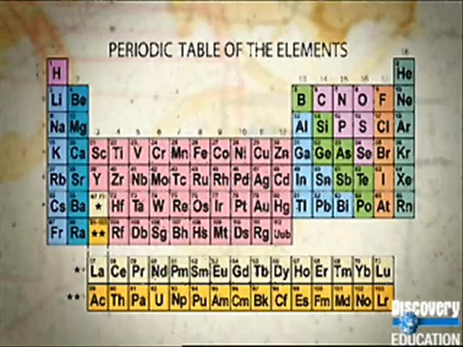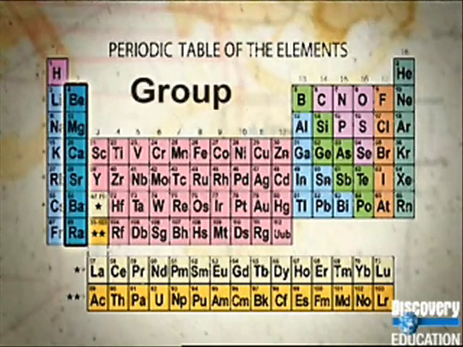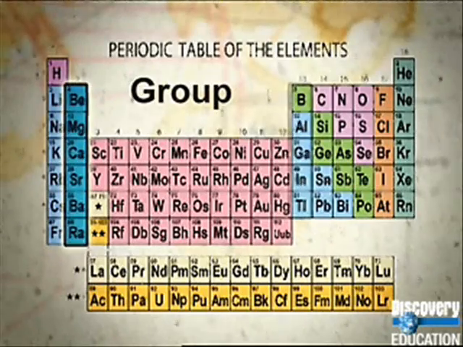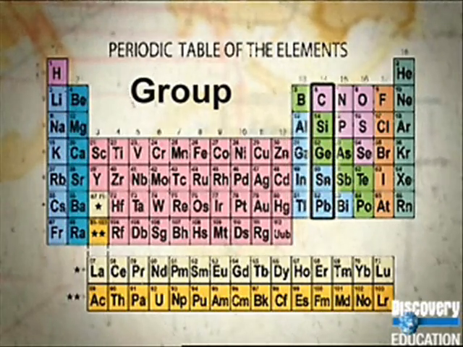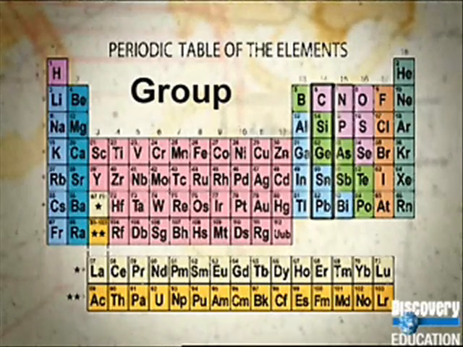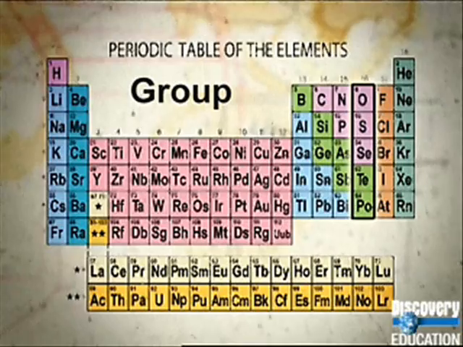As you read across the table from left to right, the vertical lines of elements are called groups. Elements in one group have the same number of electrons in their outermost electron shells. These are called valence electrons, and they dictate how elements interact.